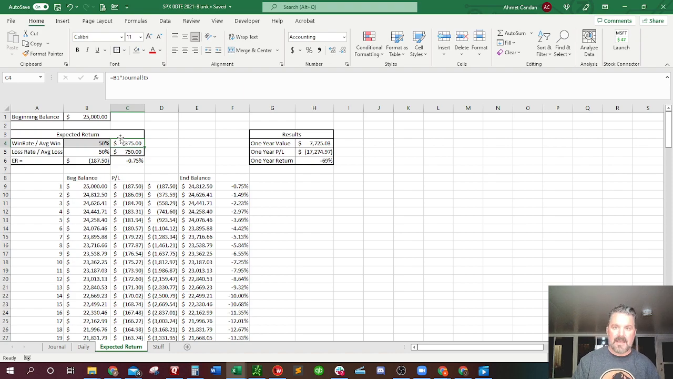So in other words, if every time you won, you were to average out your total profits, you'd enter that average amount here. If you were to average out your total losses, you'd enter that amount here. And so what the calculator actually does is it calculates your expected return averaged out.